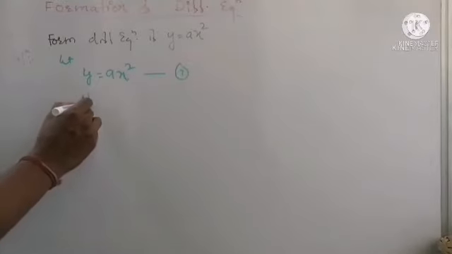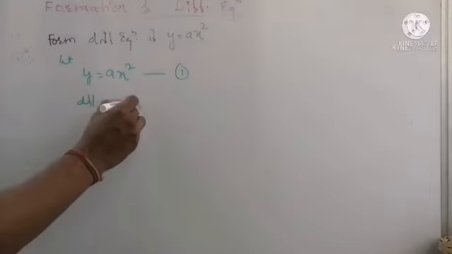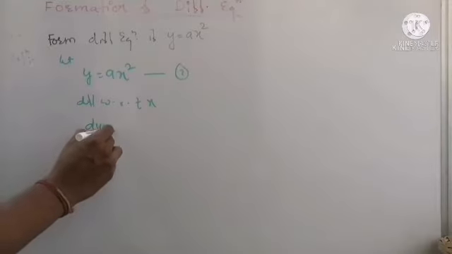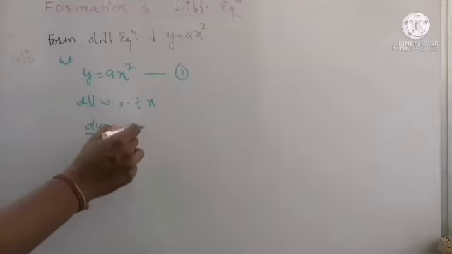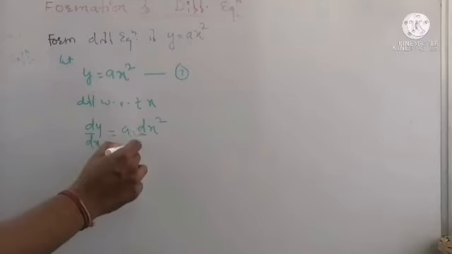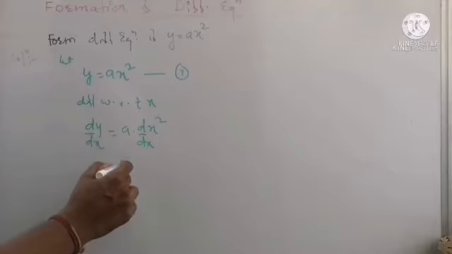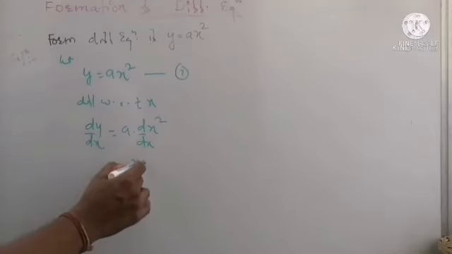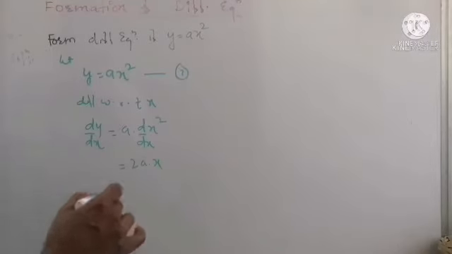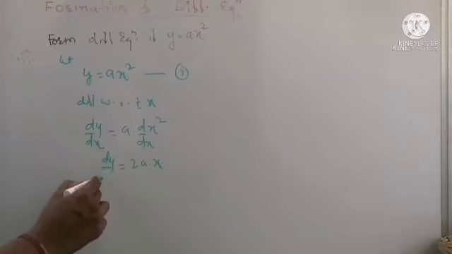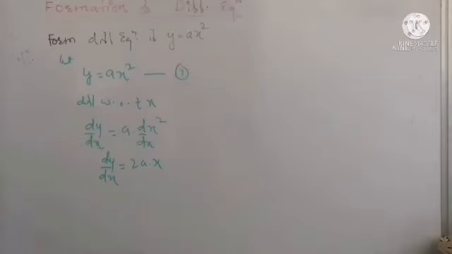So we take the differentiation of this with respect to x. Now the derivative of y with respect to x is always dy by dx. On the right hand side, as a is a constant, we take only the derivative of x square, and the derivative of x square is 2x. As we take the product with a, we get 2ax. Now we form a differential equation dy by dx is equal to 2ax, but this is not the required differential equation as it contains the arbitrary constant a.